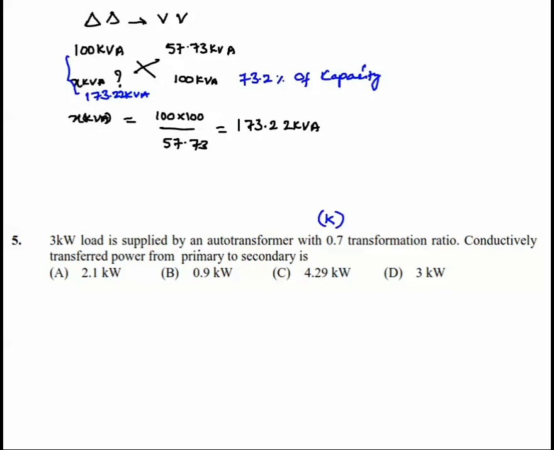Conductively transferred power from primary to secondary winding. So we will substitute the direct formula. The power transformed conductively is equal to K into the power rating of the 2-phase transformer, that is 0.7 into 3 kilowatts, which gives you 2.1 kilowatts, and the answer to this question is A.